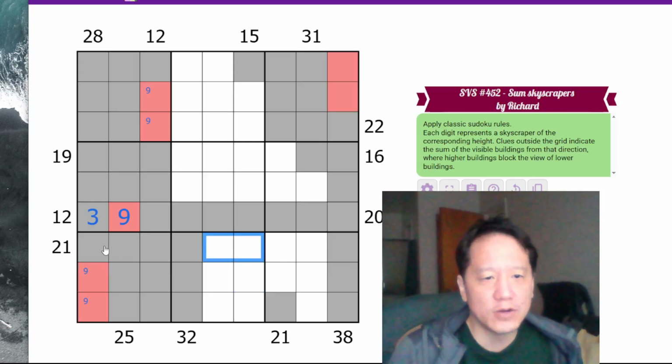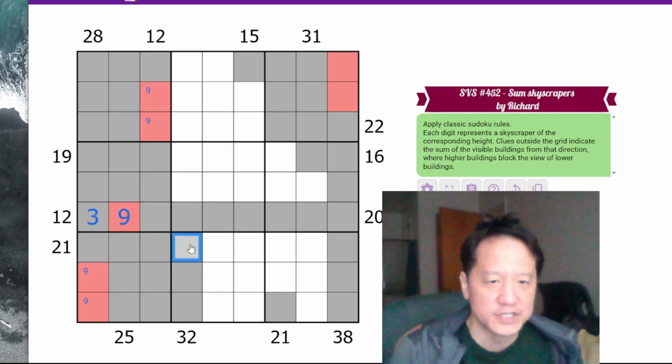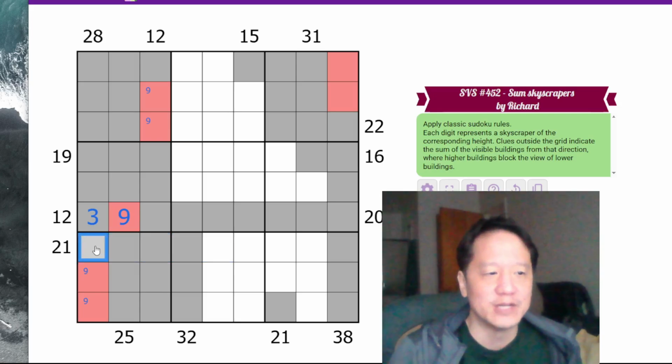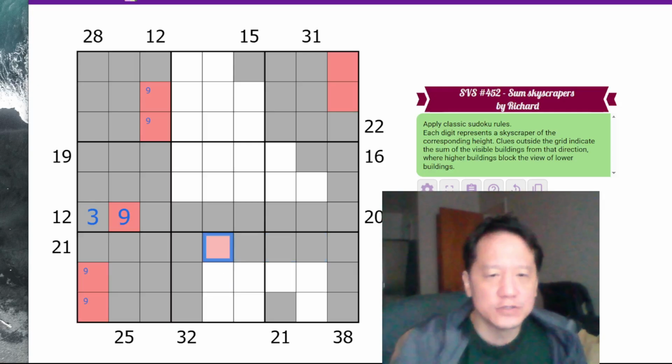21. You have, it has to be 4 digits and then a 9. Because it cannot be 5 digits and a 9. 5 digits at minimum adds up to 1, 2, 3, 4, 5, which is 15, plus 9. So this can't be 9, which means this has to be a 9 here. So this is 9.